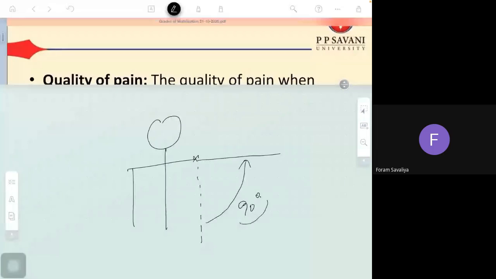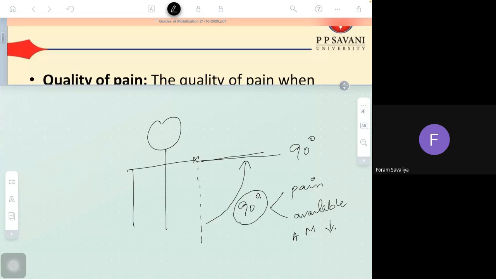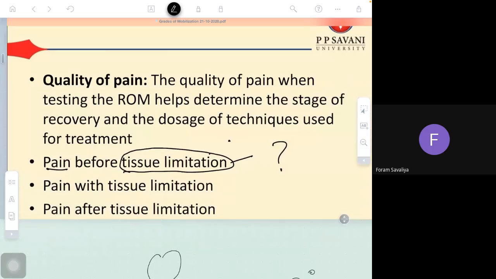If the patient is having only 90-degree range of motion, I have told there may be two reasons: one is because of pain, or because of tight structures. If the capsule is tight, then also it will restrict the range of motion, that is, the available accessory motion is limited. So these are the two reasons. This 90-degree is called tissue limitation. Clear?